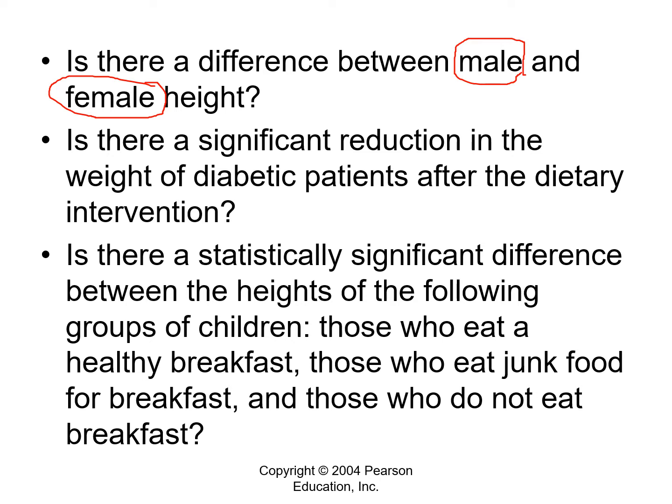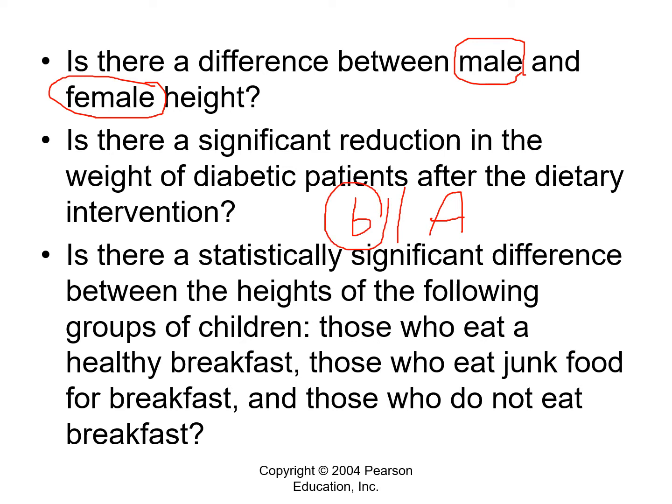What about the second? Is there a significant reduction in the weight of diabetic patients after the dietary intervention? In this question, we are asking if there is a significant difference in the weight of diabetic patients after the dietary intervention. It implies that we have two sets of data. Set one is the weights of diabetic patients before the dietary intervention, and the second set of data is the weights of diabetic patients after the dietary intervention. So we have two samples again.